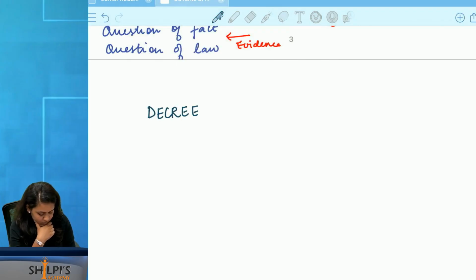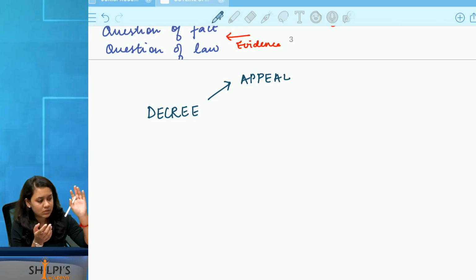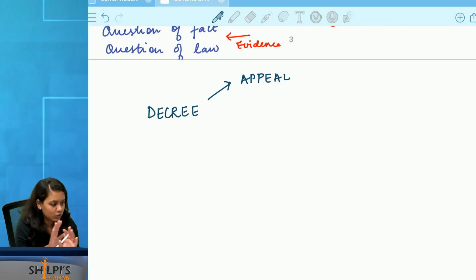Now, once a decree is given, we've seen that appeal is only one kind of remedy against the decision of a decree. Also, one thing, can a person go on appeal even before the decree is given? Anyone saying yes? No. So, everyone saying no. Only once a copy of the decree has been handed to you can you go on appeal.